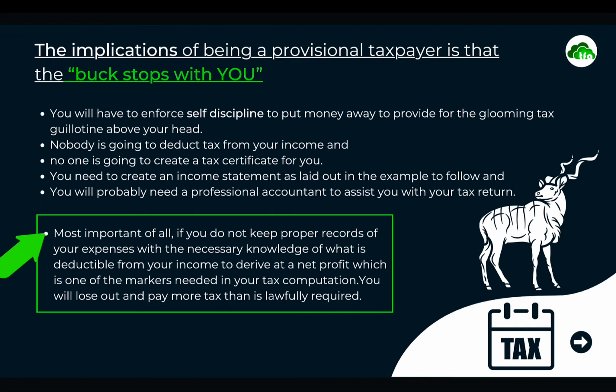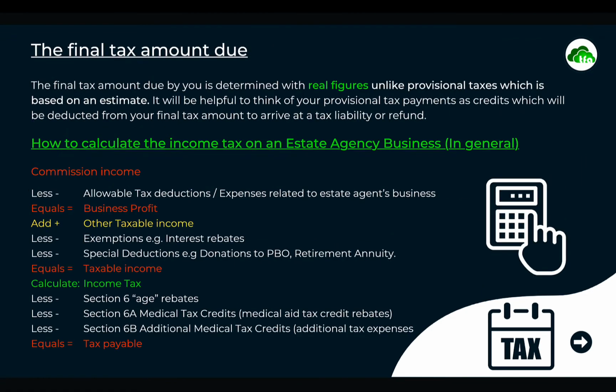But most important of all, if you do not keep proper records of your expenses, with the necessary knowledge of what is deductible from your income to arrive at the net profit, which is one of the markers needed in your tax computation, you will lose out and pay more tax than is lawfully required. The final tax amount due by you is determined with real figures, unlike provisional taxes, which are based on an estimate. It will be helpful to think of your provisional tax payments as credits, which will be deducted from your final tax amount to arrive at a tax liability or refund.